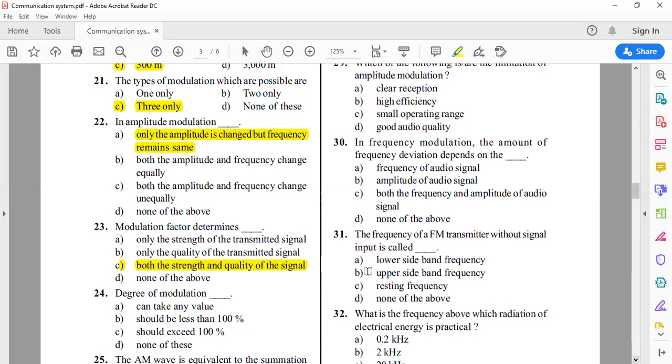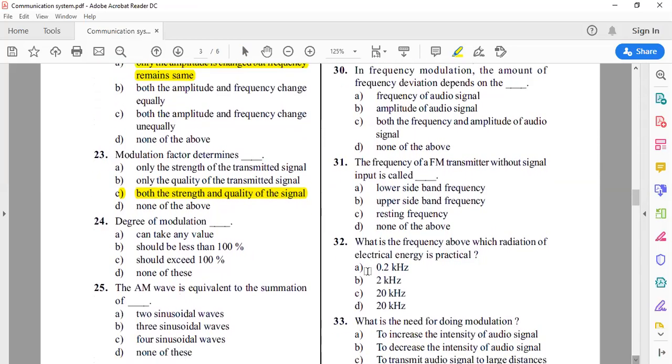Next one, question number 24, degree of modulation. Obviously it does not exceed 100%. It should be less than 100%. So the correct option is option number B, should be less than 100%.